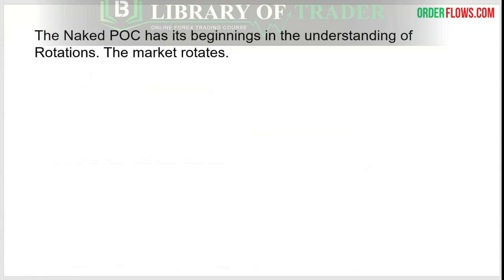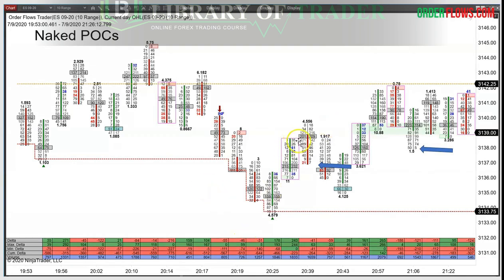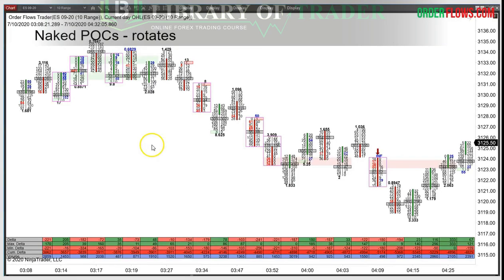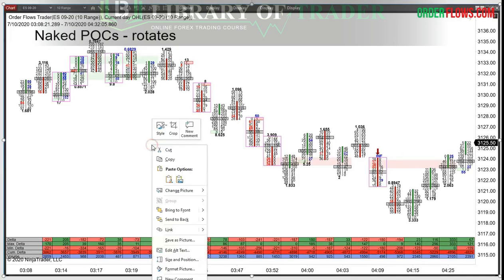So naked point of control has sort of its beginnings in the understanding of rotations. Markets are rotating. The market moves up, it rotates back, moves up, rotates back. So once you understand rotations, you can understand the naked POC setup a bit. Again, just really quick, understanding the market rotations.